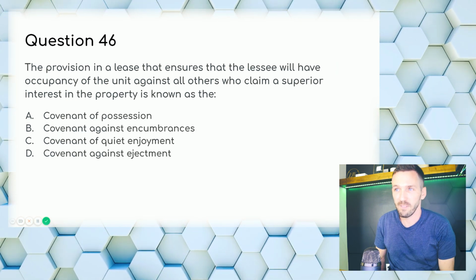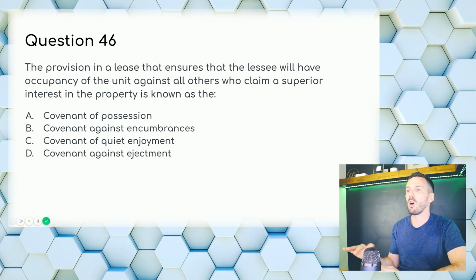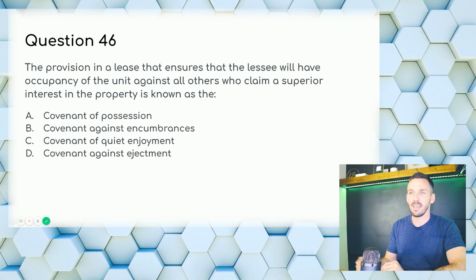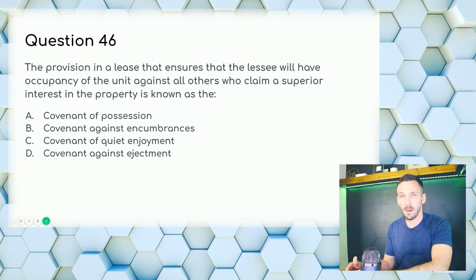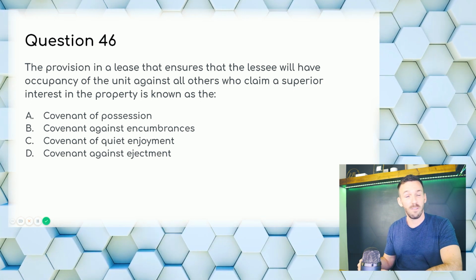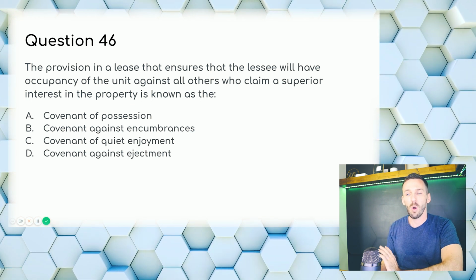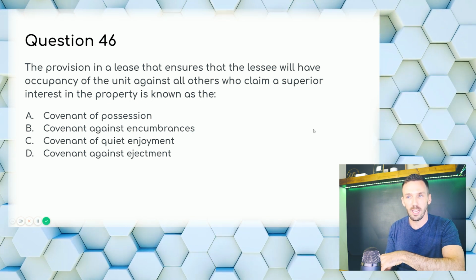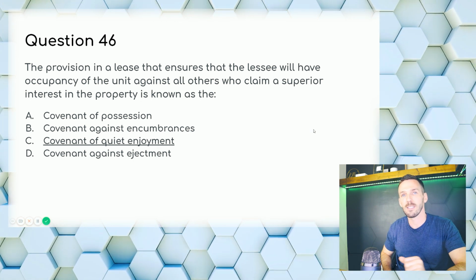Question 46. The provision in a lease that ensures that the lessee will have occupancy of the unit against all others who claim a superior interest in the property is known as the A, covenant of possession, B, covenant against encumbrances, C, covenant of quiet enjoyment, or D, covenant against ejectment. So only reasonable answers would be A and C, but it's quiet enjoyment. You don't technically possess the property. You can't go and paint the siding, for instance.